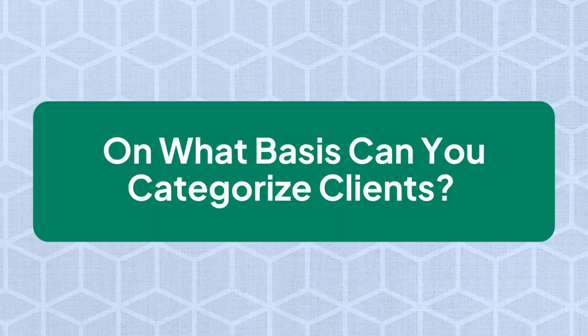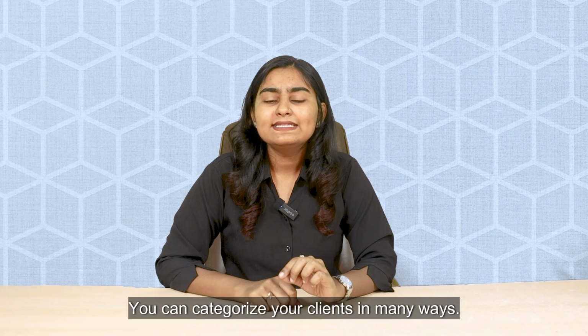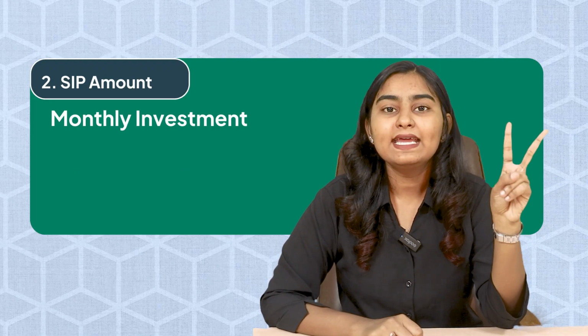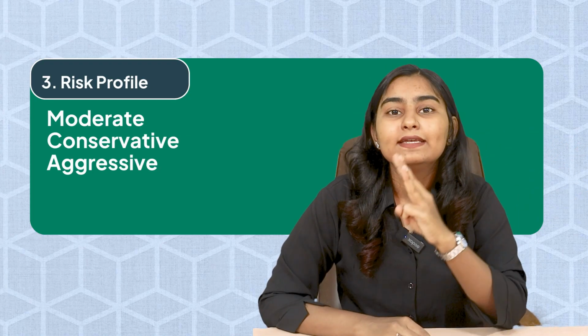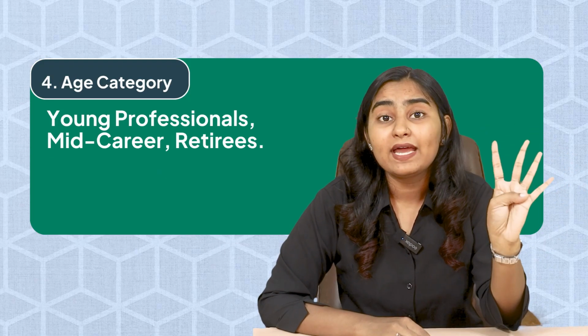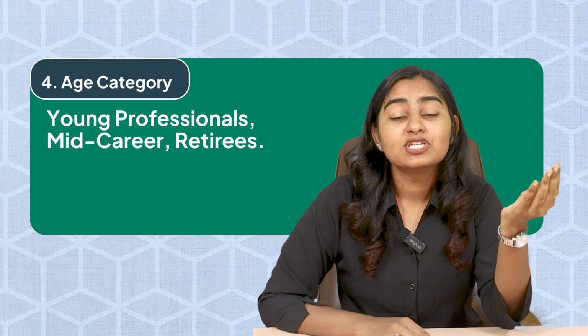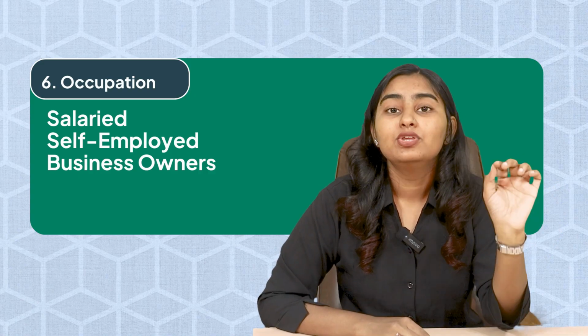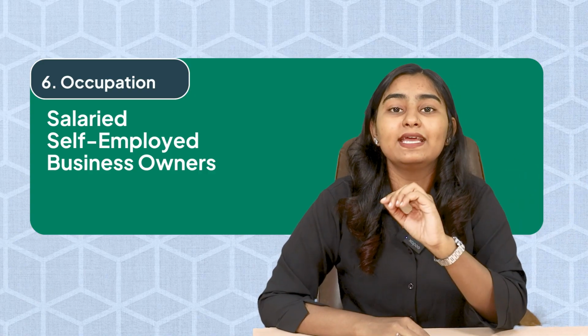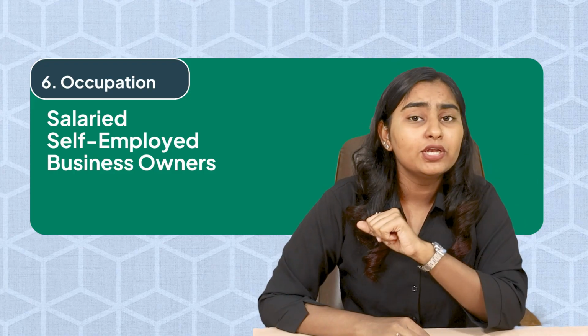Now, on what basis can you categorize your clients? You can categorize your clients in many ways. The most common ones are, first, AUM. Like, you can categorize your clients based on their total investments with you. Second, SIP amounts, like their monthly investment, etc. Third, risk profile, like moderate, conservative, aggressive. Fourth, age brackets, like are your clients young professionals, mid-career people, or retirees. Fifth, location. You can categorize them based on metro versus tier 2, local versus NRI, etc. Sixth, occupation. You can categorize your clients based on their occupation, like are these people salaried, self-employed, or business owners.